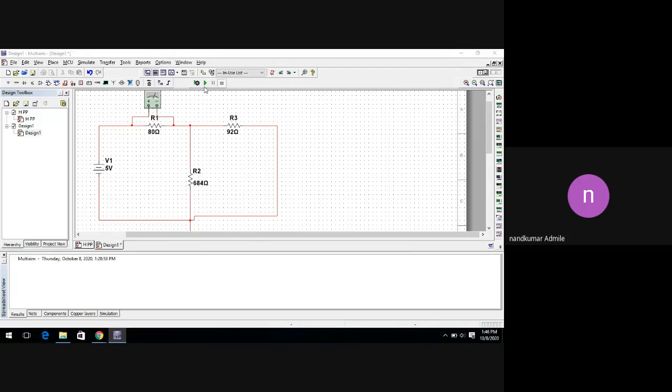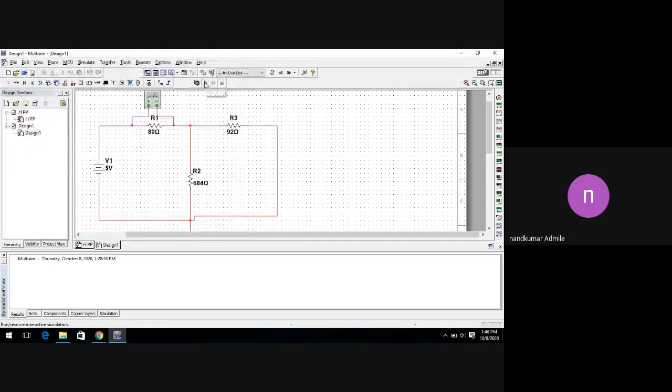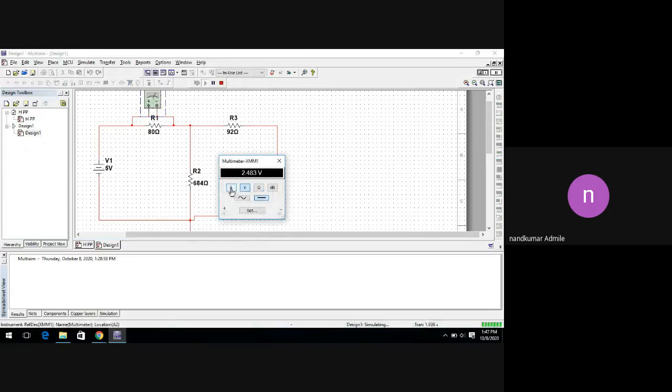Okay, and we can simulate. Okay, so here we can display the value of current I1. So can anyone tell what is the value of I1? This is the value. 61.658 milliampere.